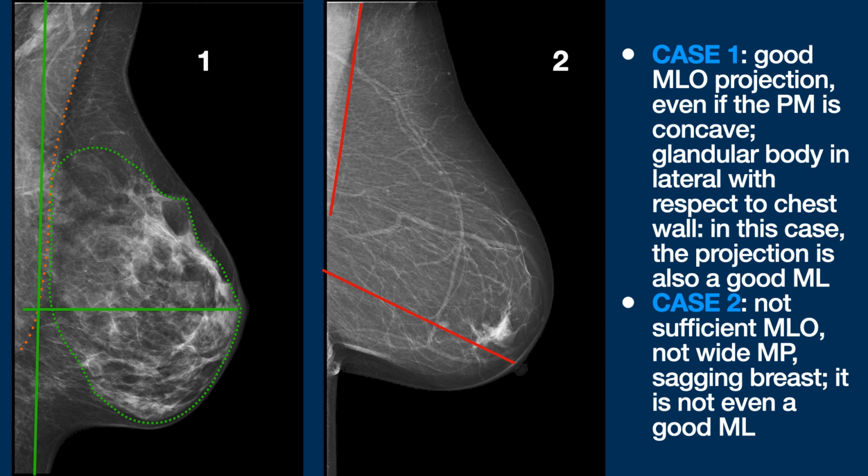Here, the breast is sagging. And this disqualifies the image as both medio-lateral and oblique projection. Both criteria must be met: laterality of the gland and a straight shape of the pectoralis muscle.